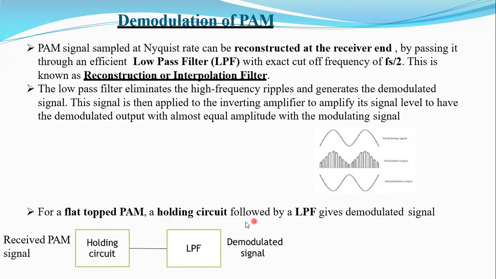For flat topped PAM, a holding circuit followed by a low pass filter gives the modulating signal, whereas for the normal PAM signal, we just need to pass it through a low pass filter. But for flat topped pulse amplitude modulation, the receiver receives the pulse amplitude modulated signal and passes it through a holding circuit. After this, it is followed by a low pass filter, which gives the demodulated signal. So this is about the demodulation of pulse amplitude modulation.